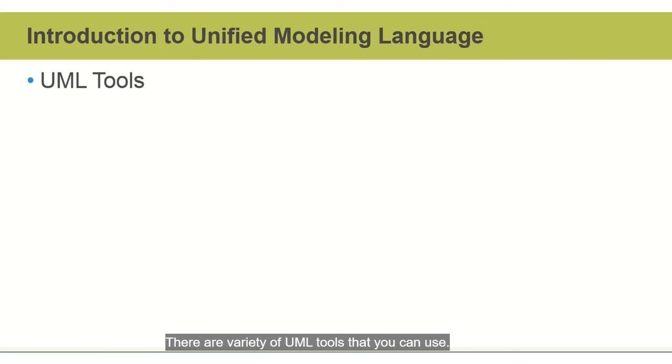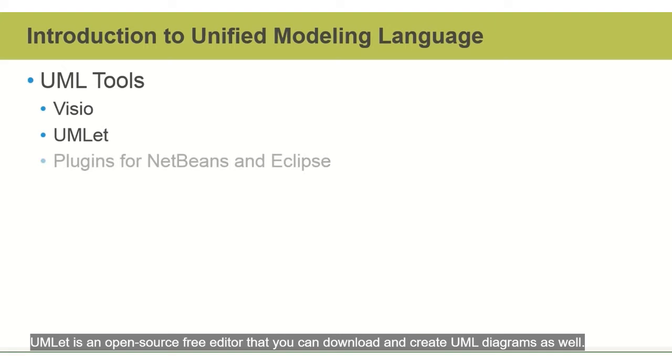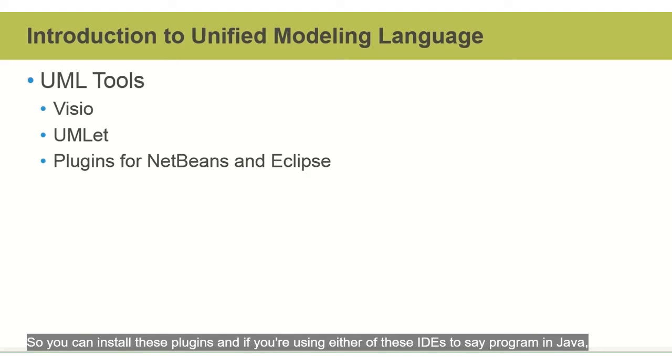There are a variety of UML tools that you can use. These include Microsoft Visio. It's a very nice editor for creating UML diagrams. UML is an open source free editor that you can download and create UML diagrams as well. And there are also plugins available for NetBeans and Eclipse. So you can install these plugins, and if you're using either of these IDEs to, say, program in Java, well, you can map out or model your object-oriented design using UML right inside those editors.